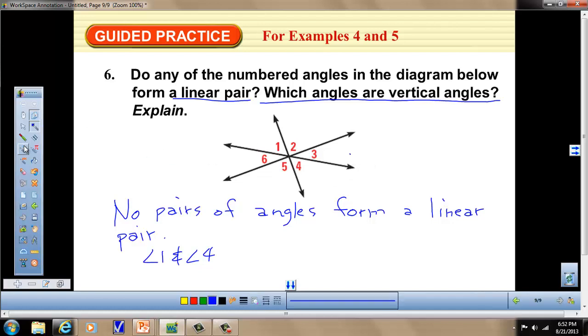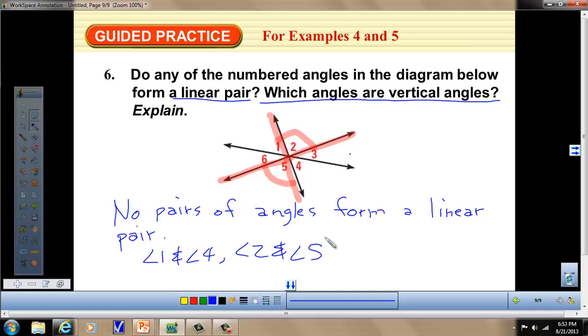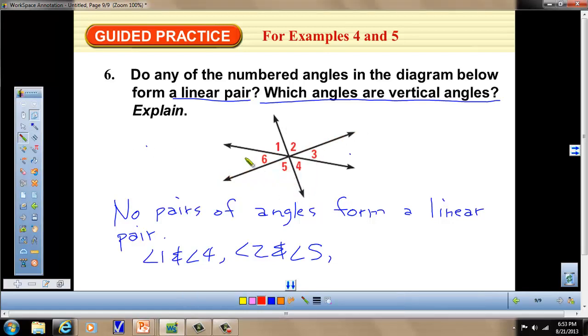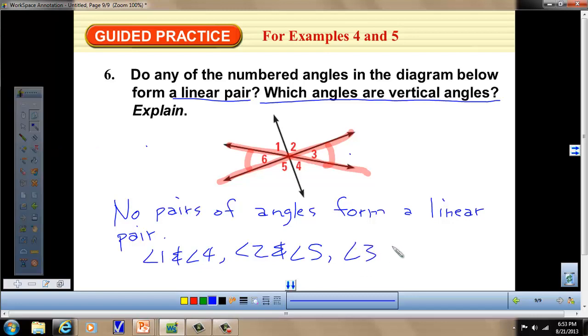Let's take a look at this line and this line. If we look carefully, directly across from 2 is 5. So we can say angle 2 and angle 5. And we'll erase again. And I think we have 2 more. Drawing a line here and here, we can see that angle 3 and angle 6 will also be equal to each other. So we can say angle 3 and angle 6.